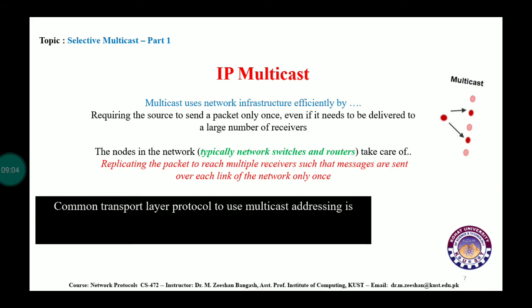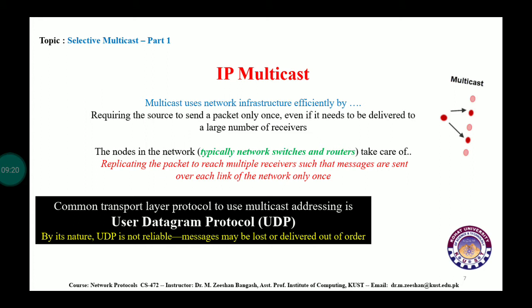Now, a common transport layer protocol to use with multicast addressing is UDP, which is a sort of unreliable data transmission protocol in which there is no guarantee whether the data is received at the receiver. It's not reliable because it's not guaranteed that the message is delivered, or that it is delivered in order.